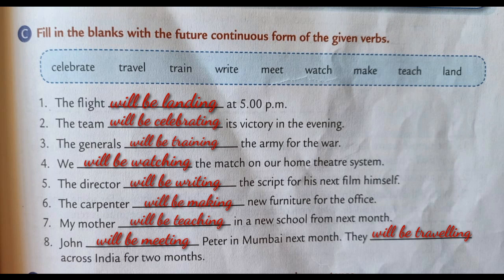Fifth one, the director will be writing the script for his next film himself. Here will be writing. Will be plus verb write plus ing. Will be writing. Sixth one, the carpenter will be making new furniture for the office. Here the answer is will be making. Will be plus verb make plus ing.